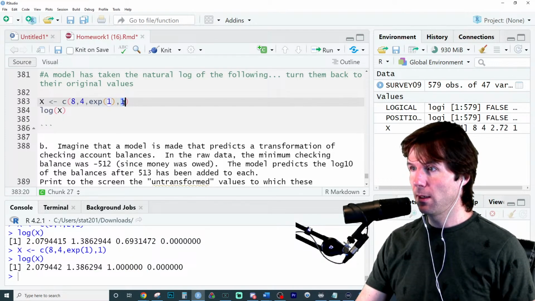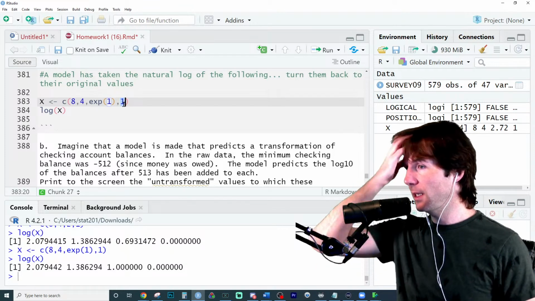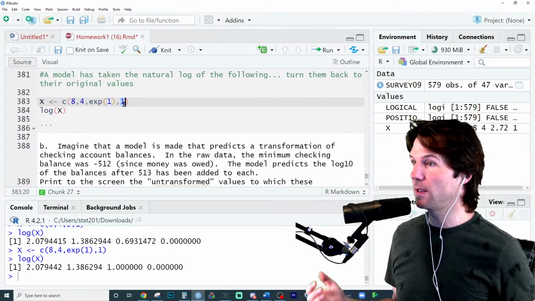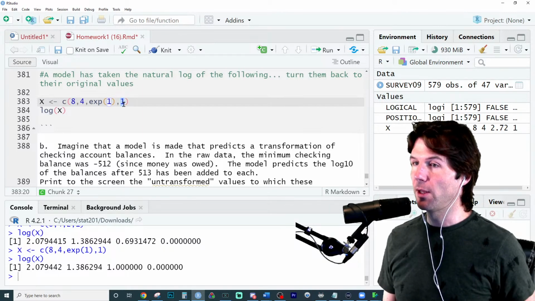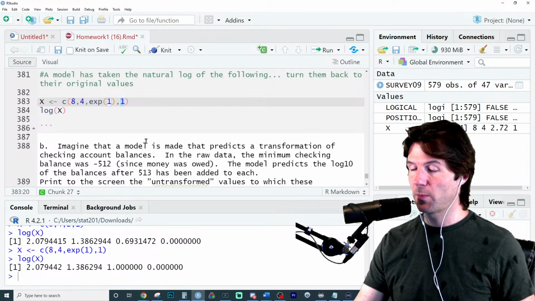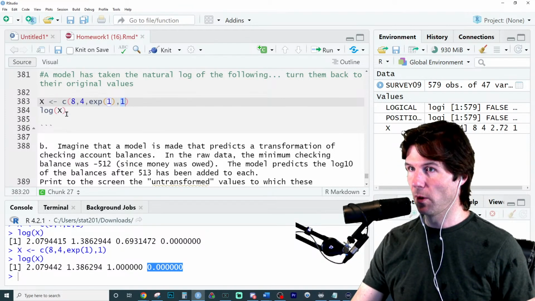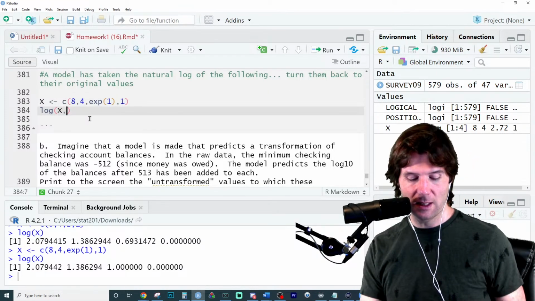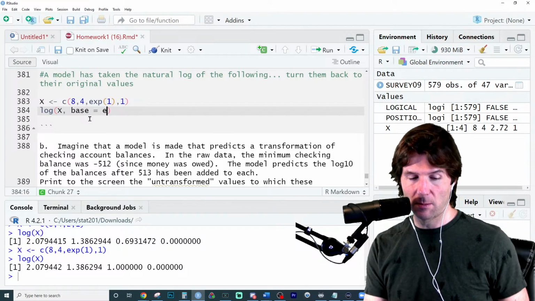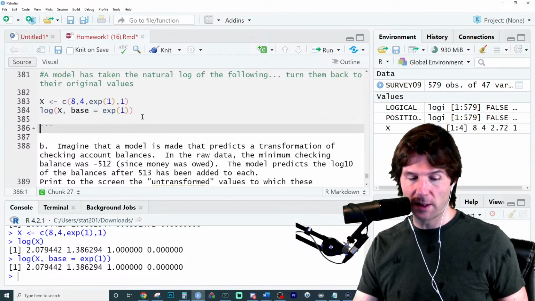Now for 1, what do we raise e to get 1? If you raise e to 0, then you get 1. So that's why this becomes 0. The answer of what do you raise e to get 1 is going to be 0. That's the log base e. If you don't add in a base, it's going to be base e by default. And you can see we get the same answers right here.